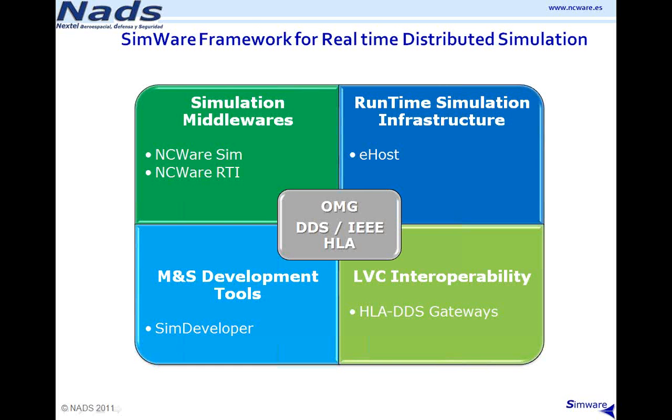SimWare as a product. NATS products are based on initial standards. SimWare uses DDS version 1.2 and DDSI version 2.1. In HLA, we follow the IEEE 1516. In HLA, we are compliant with Pitch, DMSO, and MAK. All vendors use the DDS wire protocol, which is, in fact, all vendors.